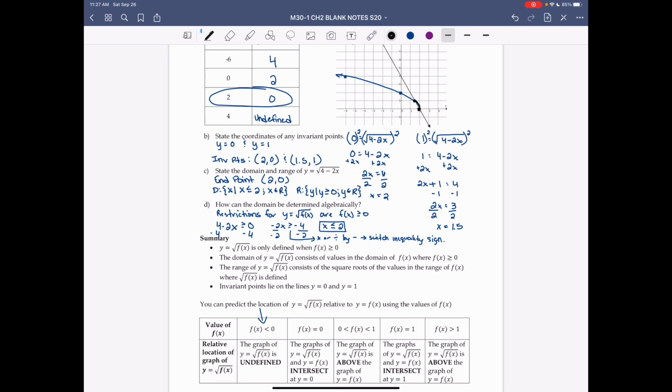After that, when f of x is greater than 1, the graph of y equals the square root of f of x is, that should say below, square root of f of x is below the graph of y equals f of x. So we see here the graph of the square root of f of x is below the graph of the original function y equals f of x.